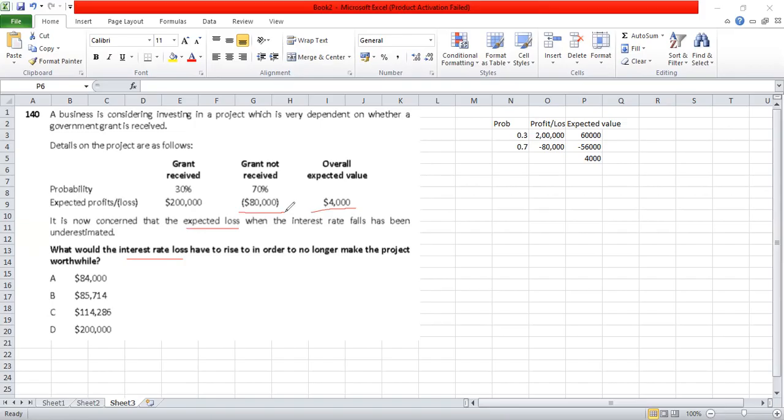The probabilities would be the same, 0.3, 0.7. The grant is received and the expected profit of 200,000 would be as it is. But when the grant is not received and there is a rise in the interest rates, that part we will put as an unknown variable and then calculate so that the overall expected value is equated to 0. That is the whole logic of what we have to work out.